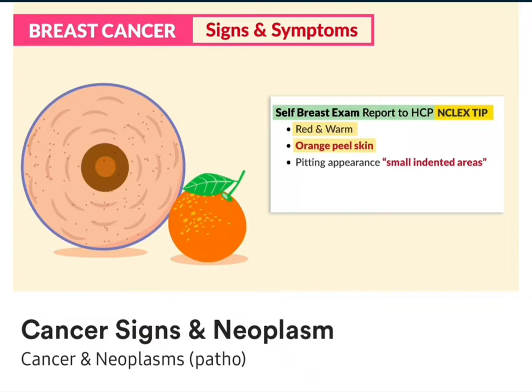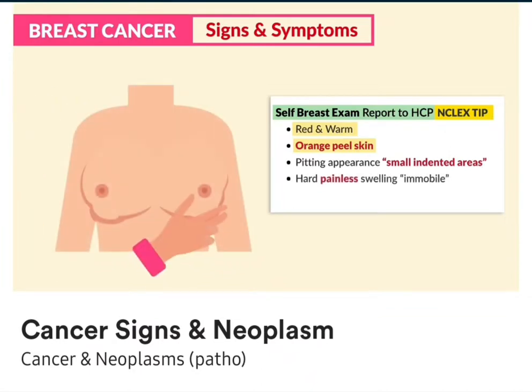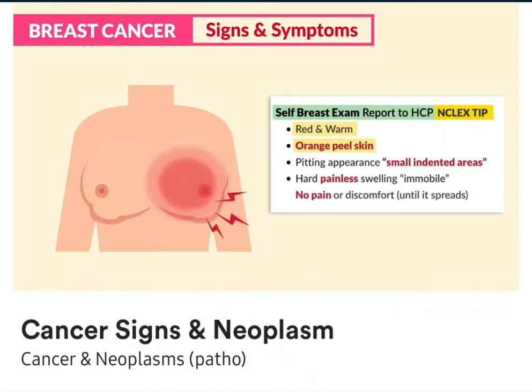So write this down. Orange peel looking skin, as well as small indented areas. Now the breasts will have hard, painless swelling and immobile, or basically fixed breasts. So no pain or discomfort until it spreads to nearby tissues. So once again, pause the screen and write down the bolded and highlighted ones here.